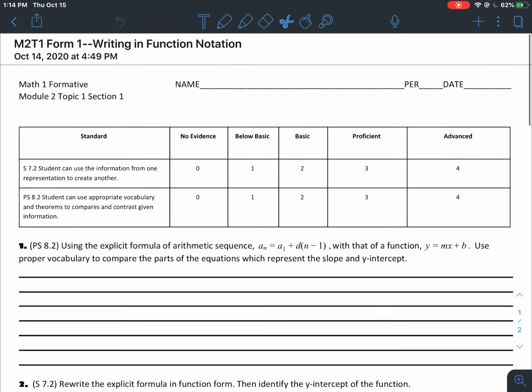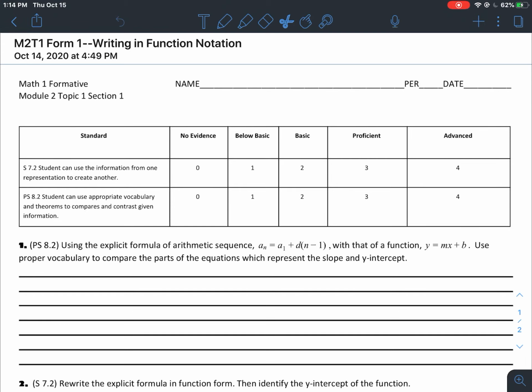So we're on our formative of writing and function notation. This first problem is Power Standard 8.2, which is asking you to use appropriate vocabulary and theorems to compare and contrast information. So for this one, I do want a pretty good detailed answer from you. I want to see the proper vocabulary words and a full explanation comparing and contrasting.